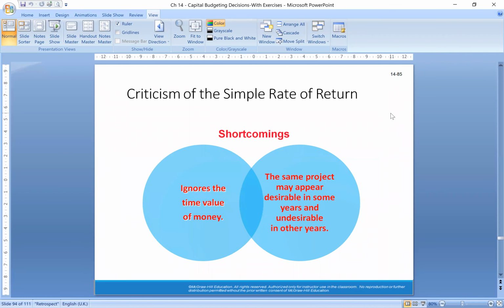25%. Definitely we'll say that the simple rate of return ignores the time value of money. And the same project may appear desirable, favorable in some years and unfavorable in other years. It depends on the year. The incremental net income for the years is different. Okay.